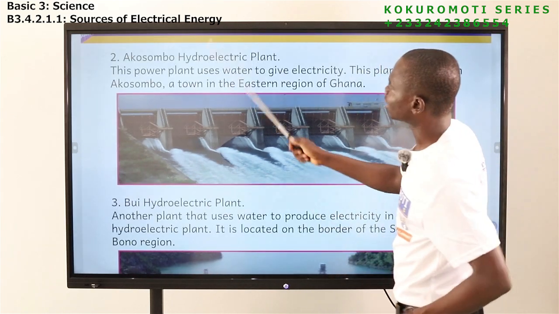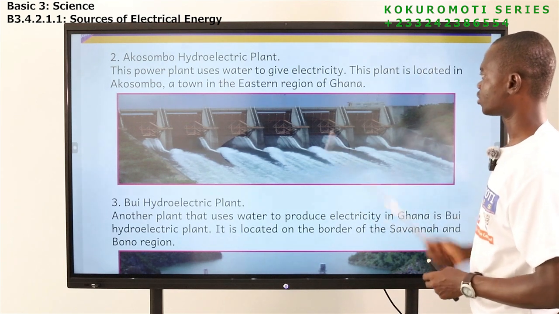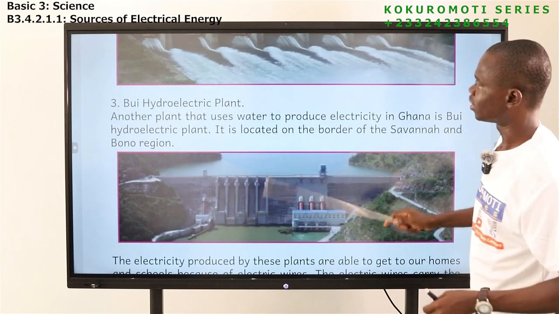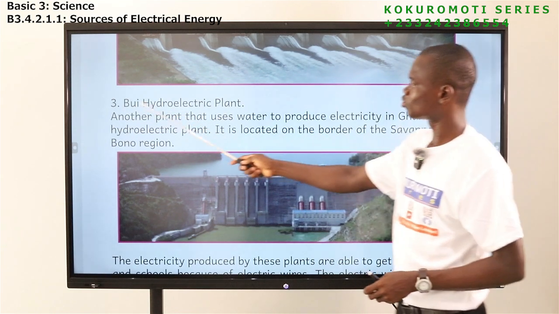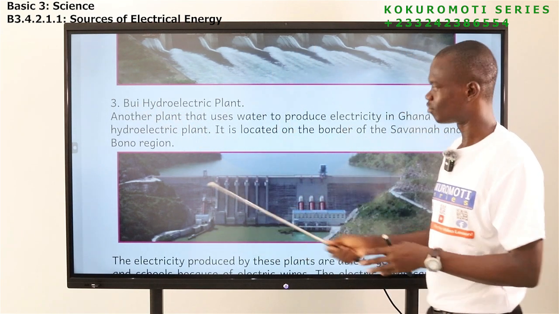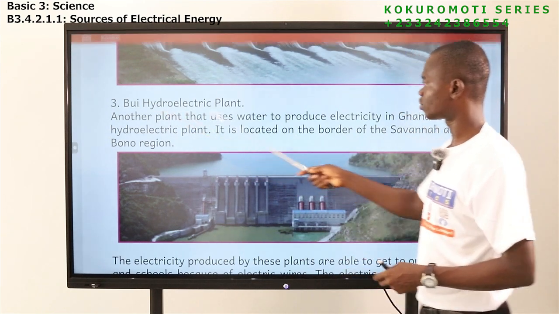Akosombo hydroelectric plant is another source of electricity that we get in Ghana here. The next one is Bui hydroelectric plant. This one too is in a place called Bui. Very good. Bui is just a place, but over there is a hydroelectric plant.